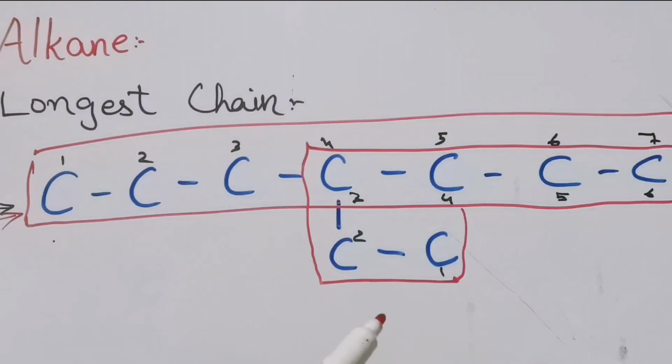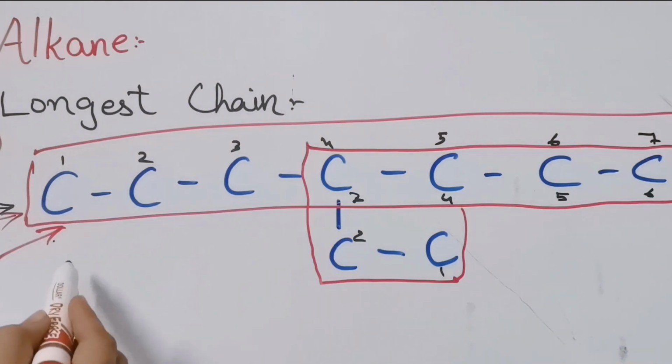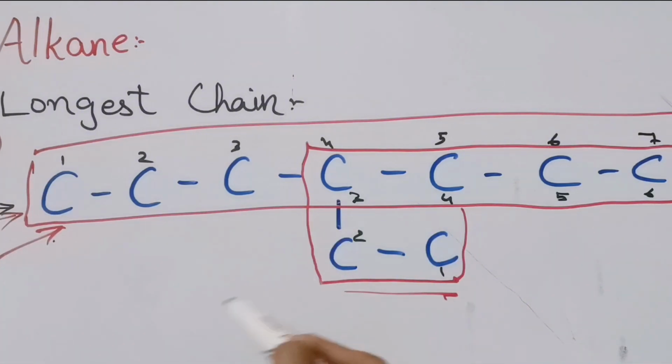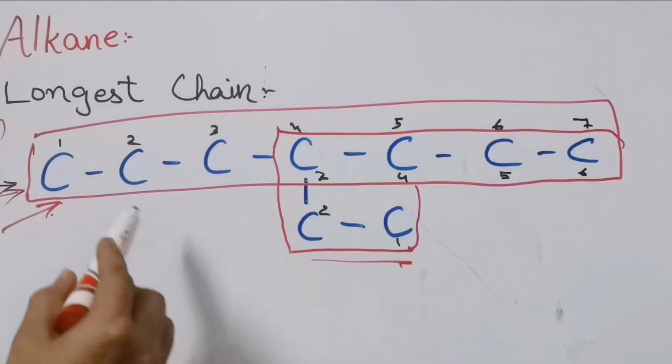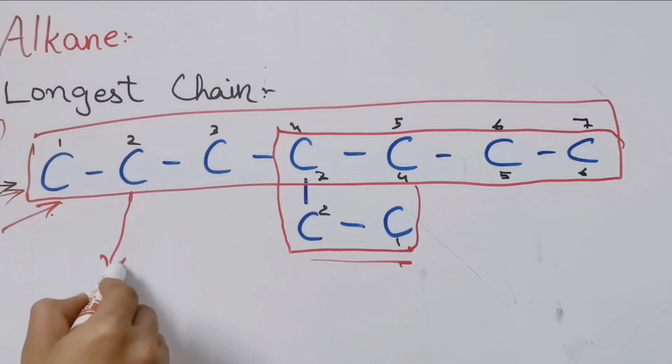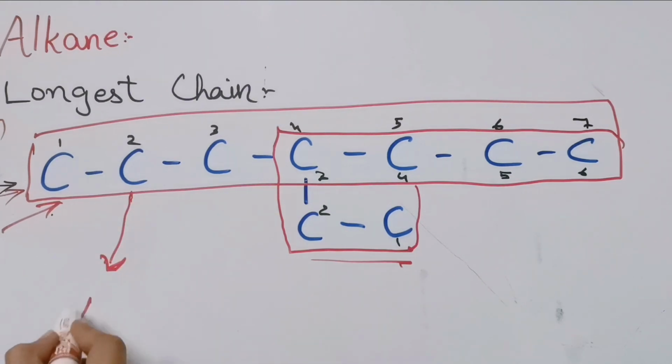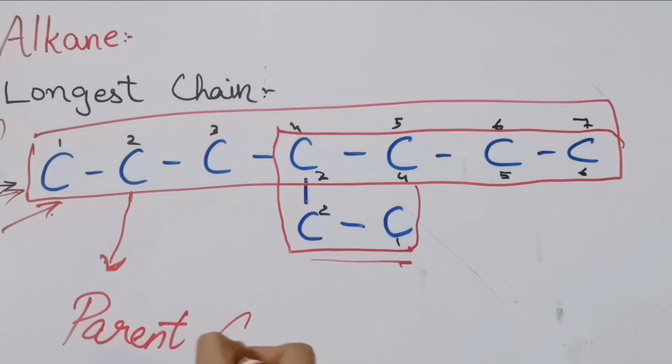So according to the first rule, we have to select the chain which is longest. In this case, the chain contains 7 carbon atoms, and in this case, the chain contains 6 carbon atoms. So we will select this chain and we will call it the parent chain. I hope you all understood how we select the longest chain. Now let us go to rule 2.